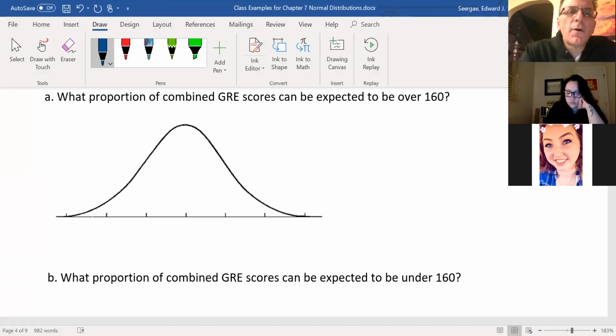Okay. So first of all, again, you do not have to do this on your curve. The only reason why I'm drawing this out on your curve is to try to make you understand exactly what it is we're trying to find. And again, you can use StatCrunch or you can use Z-scores to help you determine any of these as well. Okay. So what proportion of GRE scores can be expected to be over 160?